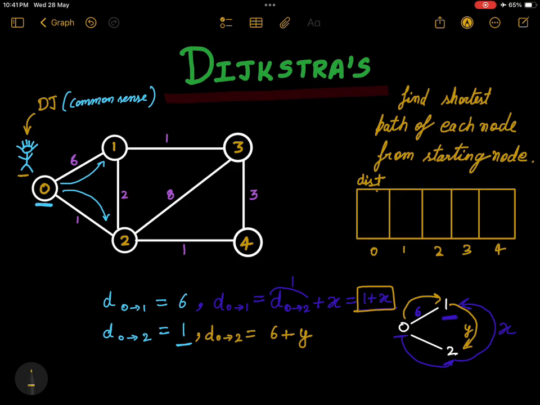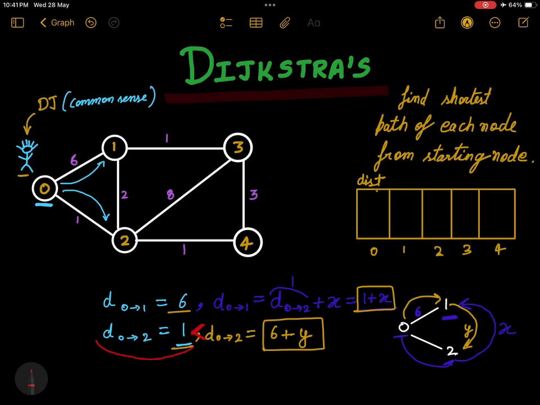Now here our DJ guy uses his common sense. And what is this? Let's see. From going 0 to 1 we have two distances, 6 and 1 plus x. And from going 0 to 2 we have two choices, 1 and 6 plus y. And as we all know, 1 will always be smaller than 6 plus y, right? Because 6 plus y will always be greater than or equal to 6, right? So 1 will always be smaller than 6 plus y.